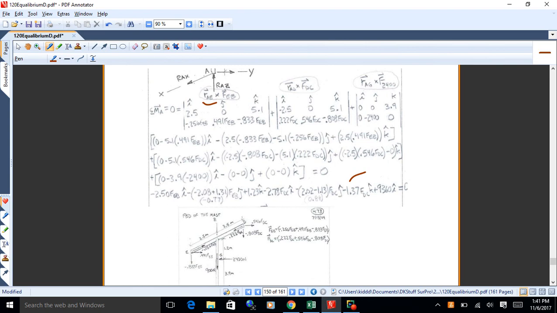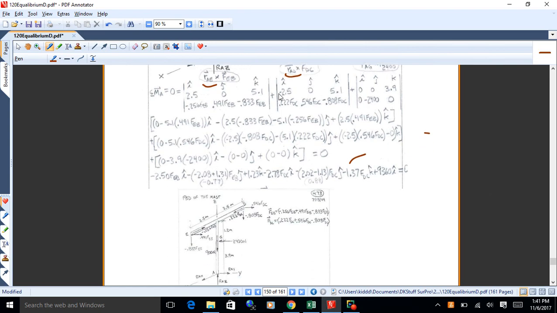And then do the same thing with FAD. So you take the position vector from A to D, and that's given by the dimensions on the mast and the yard. So you're going 2.5, and that's a negative in this case. And then you're going 3.9 and 1.2, so that's 5.1 in the Z. You're not going in the Y direction at all. So that's how you get from A to D. And then you cross that with the force vector.